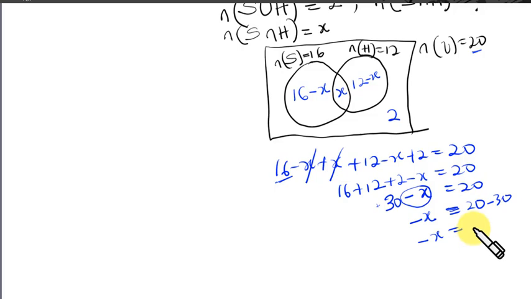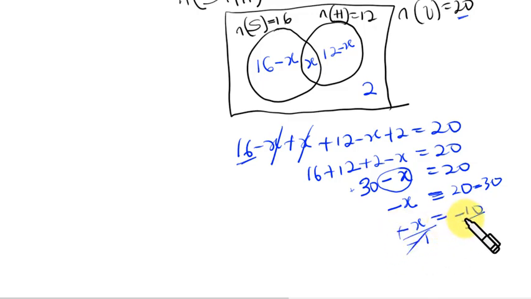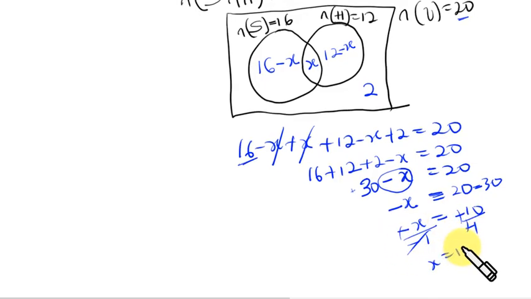Be very careful, you are subtracting a bigger number from a smaller number. In other words, this sign here affects the 30. The sign of the number 20 is positive, so 20 minus 30 is negative 10. I am finding x, not negative x, so I have to divide both sides by negative 1. And by so doing, the value of x will be 10.